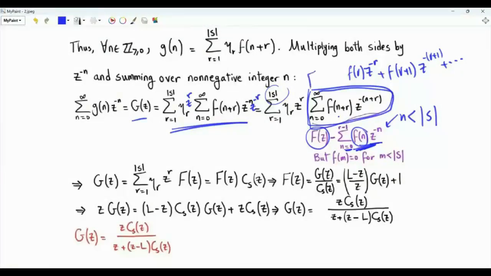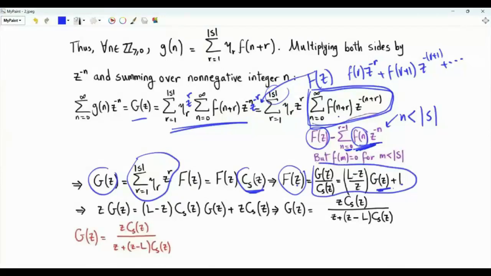For every r, this summation is big F of z. We can take it as a common factor. The remaining polynomial is Cs of z. F of z is equal to g of z divided by Cs of z. From the previous page, f of z is 1 plus g of z times L minus z over z. Now we have an equation we can solve for g of z. G of z is z Cs of z over z plus Cs of z times z minus L.